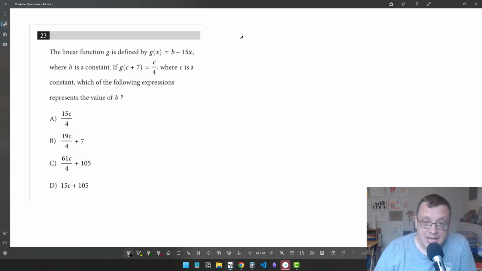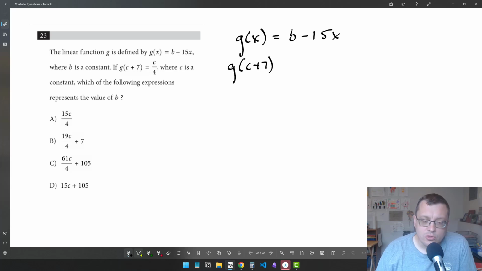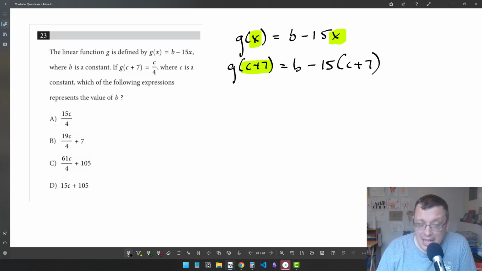So if we have g of x is equal to b minus 15x, let's ignore this for a minute. Let's just look at g of c plus 7. How do I deal with g of c plus 7? Well, the golden rule states whatever I replace the x with inside the parentheses on the left, I make the exact same replacement on the right. So wherever I see an x on the right, I'm just going to pop in that c plus 7. And now we can bring this in.